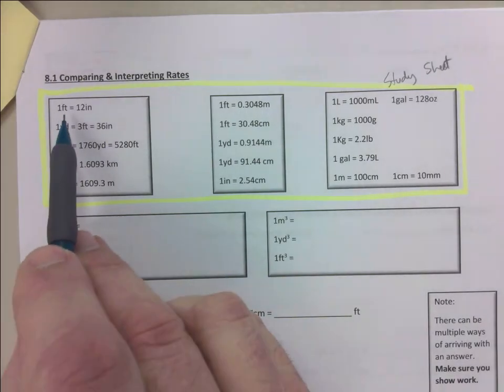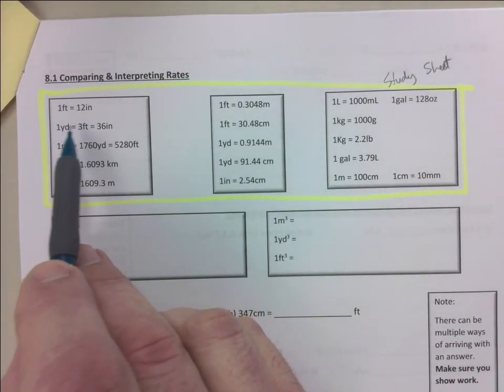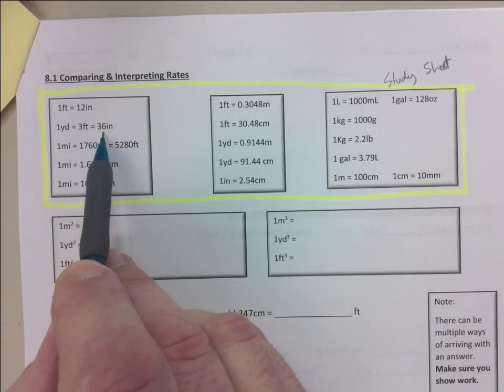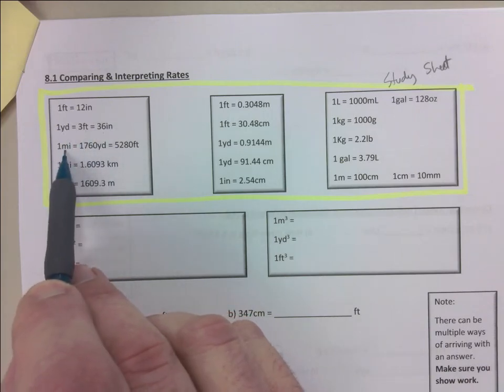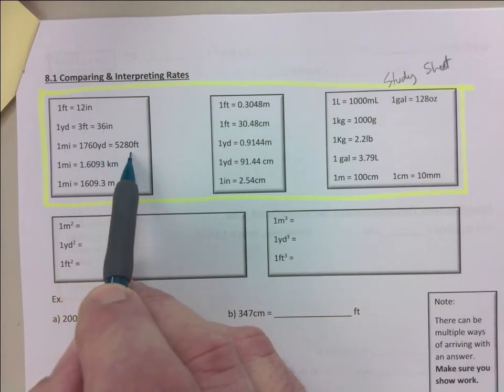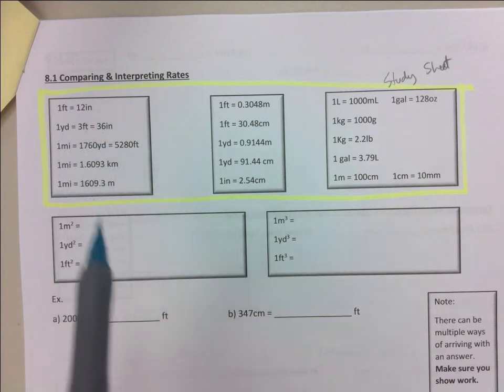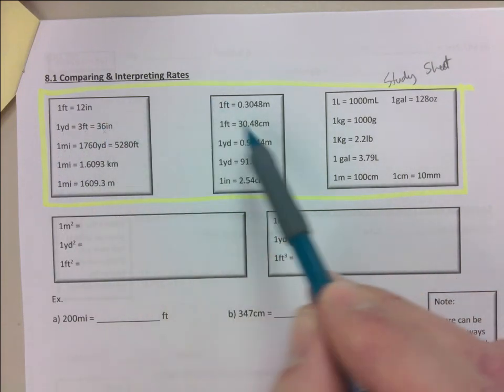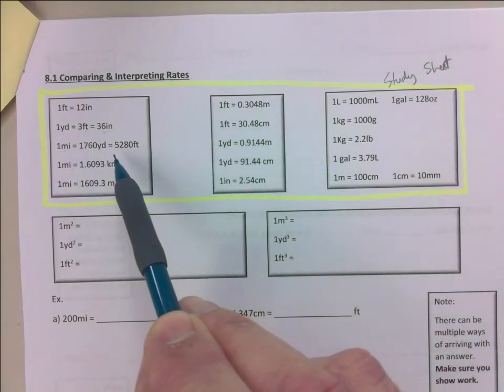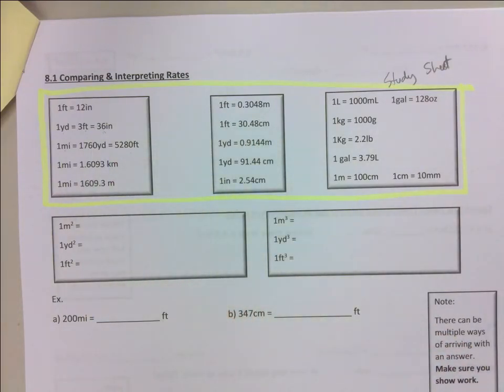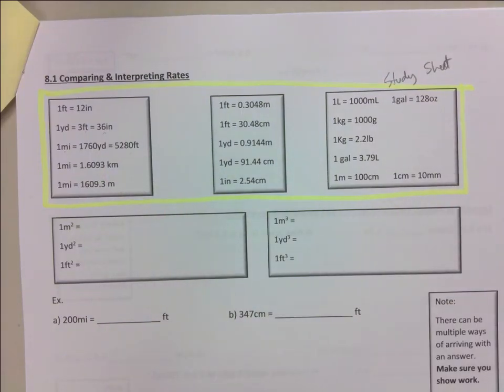So you got your regular 1 foot has 12 inches, 1 yard has 3 feet, or 36 inches. 1 mile has this many yards, which is this many feet. So you've got those conversion rates there. So I would say these two boxes right here are dealing with length, distances, right? Whereas this one at the end here deals with volume and mass, right? So just so you know, that's kind of like how I organized it.